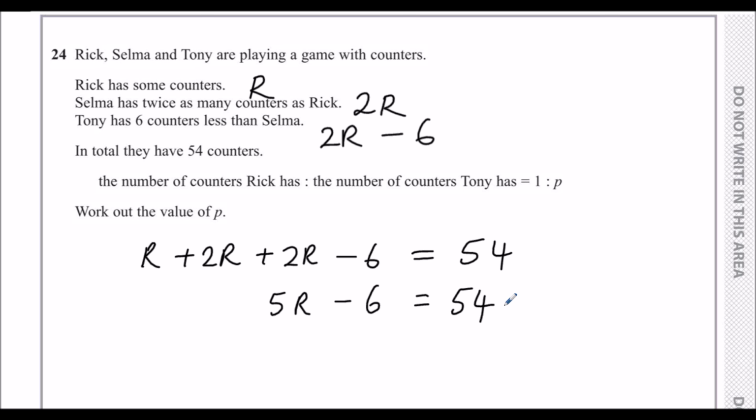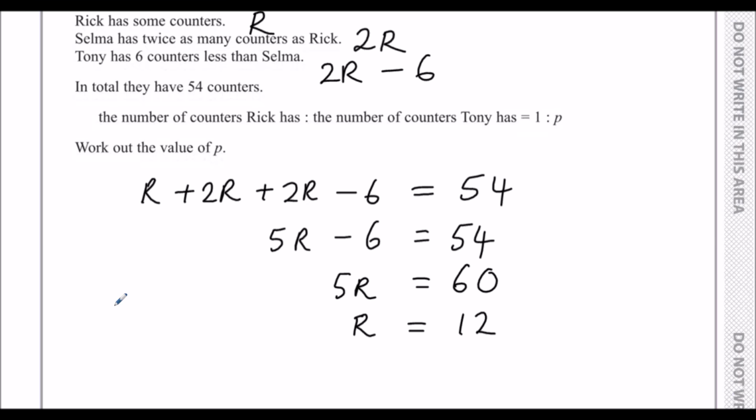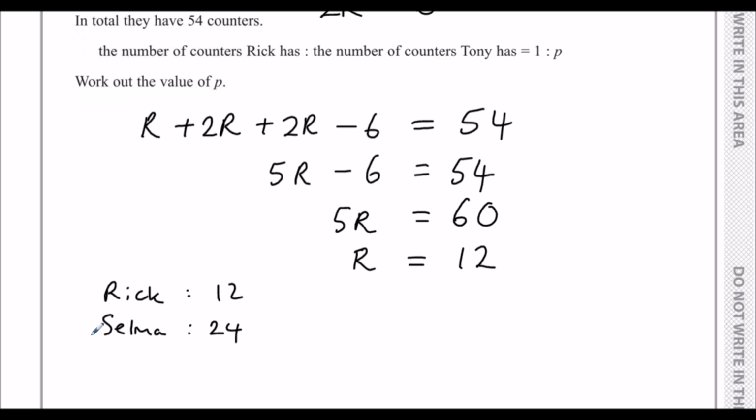So let's solve this equation. Let's get rid of the minus 6 by adding 6 to both sides. 54 plus 6 is 60. So 5 times R is 60. So divide both sides by 5. R is 12. So Rick has 12. Selma's got twice as many, which is 24. And Tony's got 6 less than Selma, which is 18.